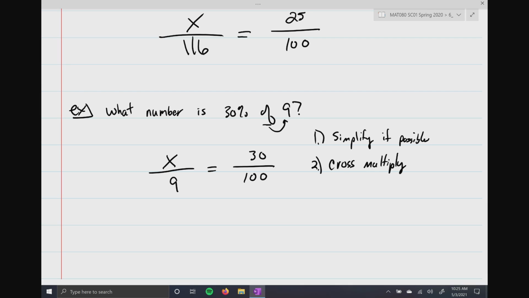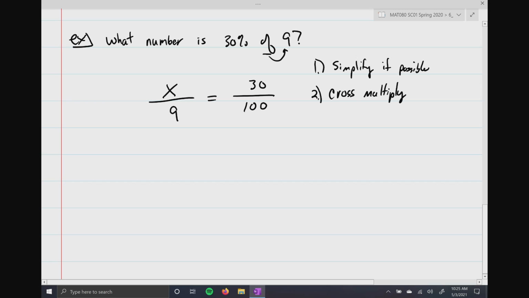For example, this 30 over 100, I can definitely simplify that down into 3 over 10. Okay? Now, if you're asking yourself, how did he do that? Here's what I did. In my head, I rewrote the 30 as 3 times 10, and I rewrote the 100 as 10 times 10. That way, I can reduce the 10s, and I'm left over with 3 over 10. That's what I did in my head.